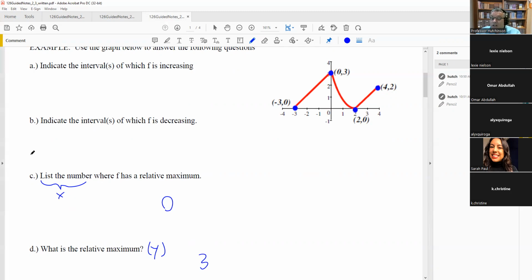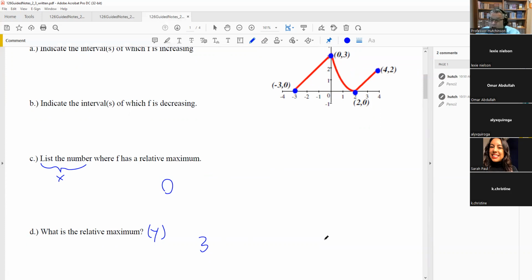But with the phrasing, if you see the phrase list the number at which, or list the number, that is referring specifically to an x value. So whenever you see that, that means x value only, and we're listing the 0. If it says what is the relative max, that's the y value only, and that's going to be a 3. Okay, so we have that here.